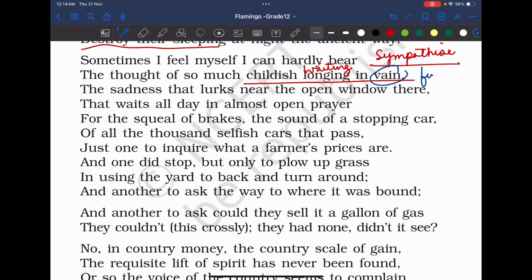So childish longing in vain, that means like a child, they are just longing, waiting in vain. Vain implies futile. That is when there is no result of a particular thing. Even though they're waiting for so many hours and days, but still no city person is stopping there to make a purchase, and they are not having any sort of cash flow. That sadness, the sadness that lurks near the open window there. So the sadness is like personified, that वो sadness window के पास दिख रही है, that they're waiting the entire day as if they're just praying openly.